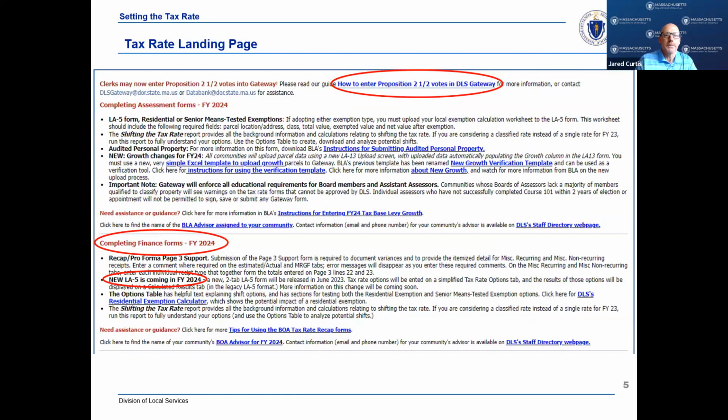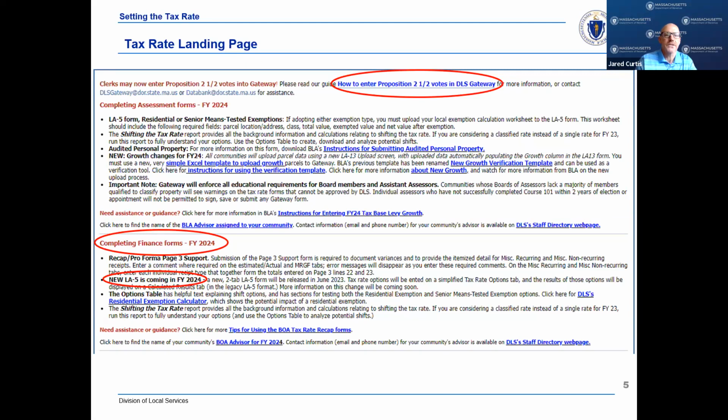The tax rate landing page provides valuable information about the tax rate process. The landing page discusses pertinent tax rate form updates and offers instructions on how to complete recap forms. For example, fiscal year 2023 marked the first fiscal year where clerks could enter their own Proposition 2.5 votes directly into Gateway. On the landing page, DLS posted instructions on how to navigate the new voting process.